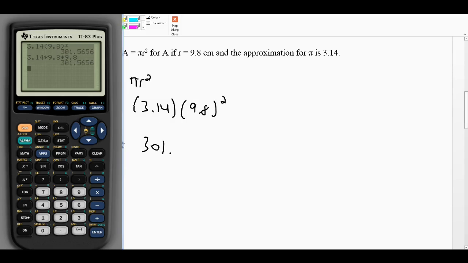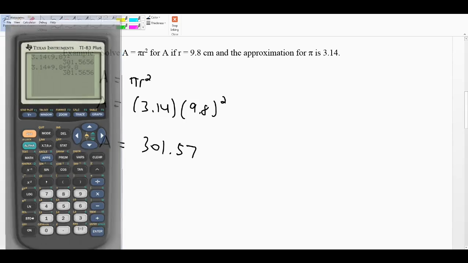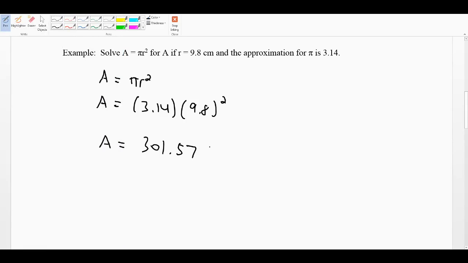And I'm going to round to 2 decimal places, so it's going to be 5. And then that 5 rounds that 6 up to a 7. And we are dealing with units, so it's going to be centimeters squared. Because these are centimeters in here. And when you square them, it becomes centimeters squared.